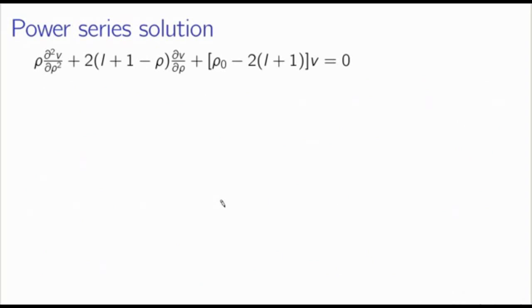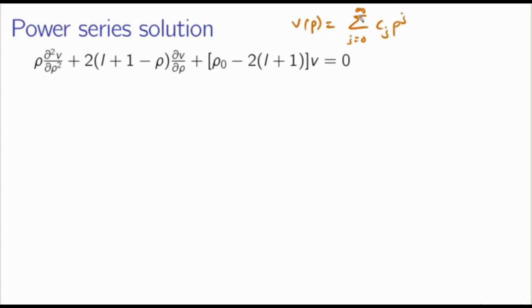The power series solution that we're going to use is the same as the power series solution that we used in the context of the quantum harmonic oscillator. We're going to guess that v of rho can be expressed efficiently by a sum from j equals 0 to infinity of c sub j rho to the j.